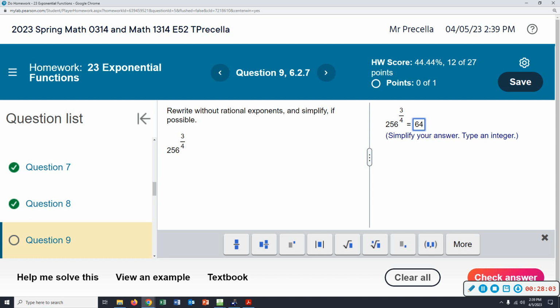Oh, wait, that's not the one that I did. Now let's do this one. Oh, wow. Now we're doing problem number 9. See, it has a lot bigger number. That was just an example. I'm sorry. Yeah, I said I was going to do an example with smaller numbers before we did number 9. I wasn't even listening to myself. 256 to the 3/4 power.